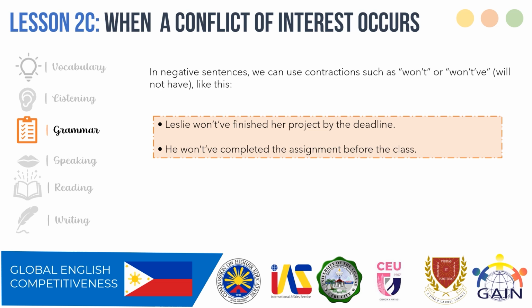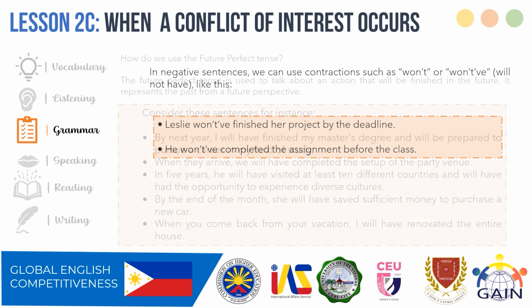In negative sentences, we have will not have. But for casual speech, we can use the contractions such as won't or won't have. For example, Leslie won't have finished her project by the deadline. In the second example, he won't have completed the assignment before the class. Keep in mind that these contractions can only be applied in casual speech and not appropriate for formal writing.